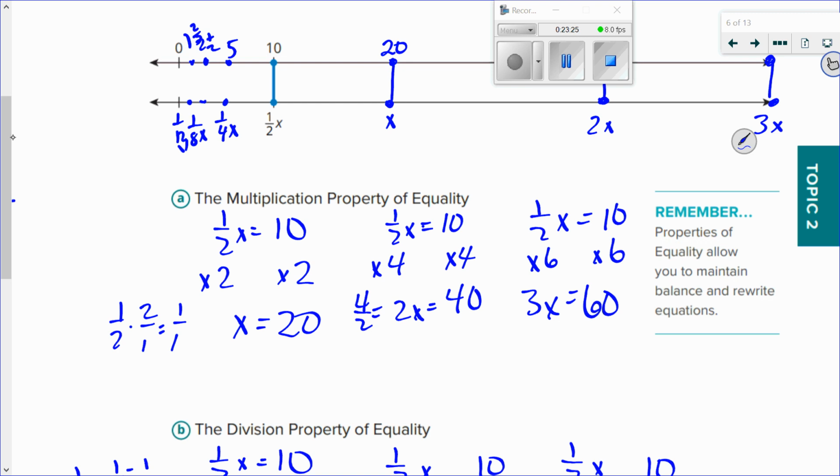The big key, guys, it literally doesn't matter what I do to both sides of my equation, it stays equal, as long as I use the same number and the same operation on both sides of my equation.